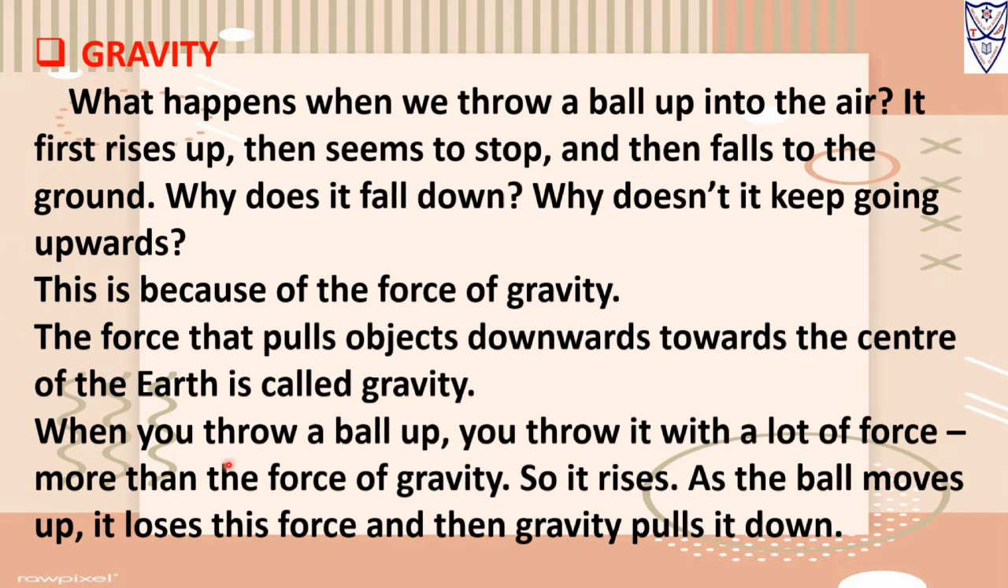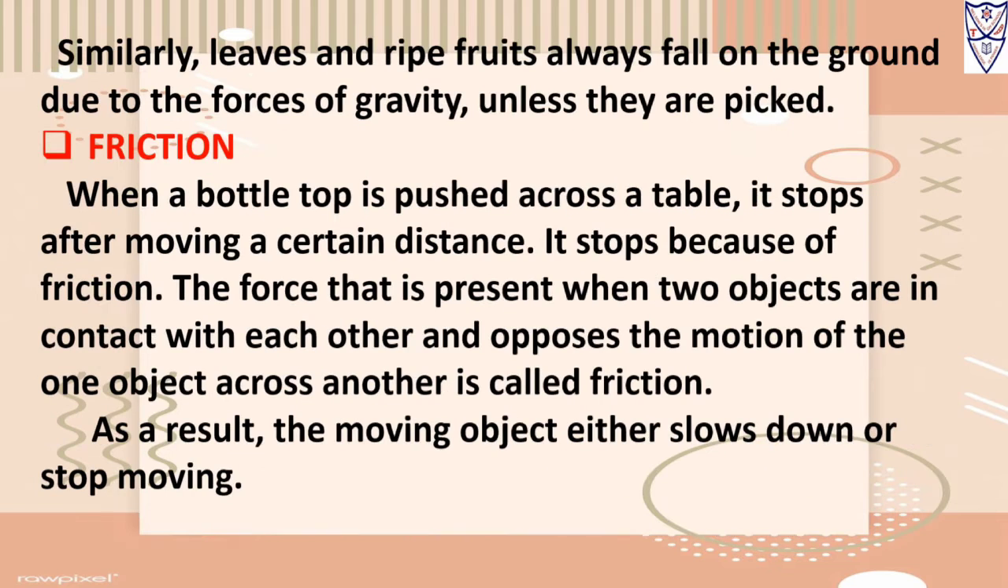When you throw a ball up, you throw it with a lot of force, more than the force of gravity. So it rises. As the ball moves up, it loses this force and then gravity pulls it down. Similarly, leaves and ripe fruits always fall on the ground due to the force of gravity, unless they are picked.